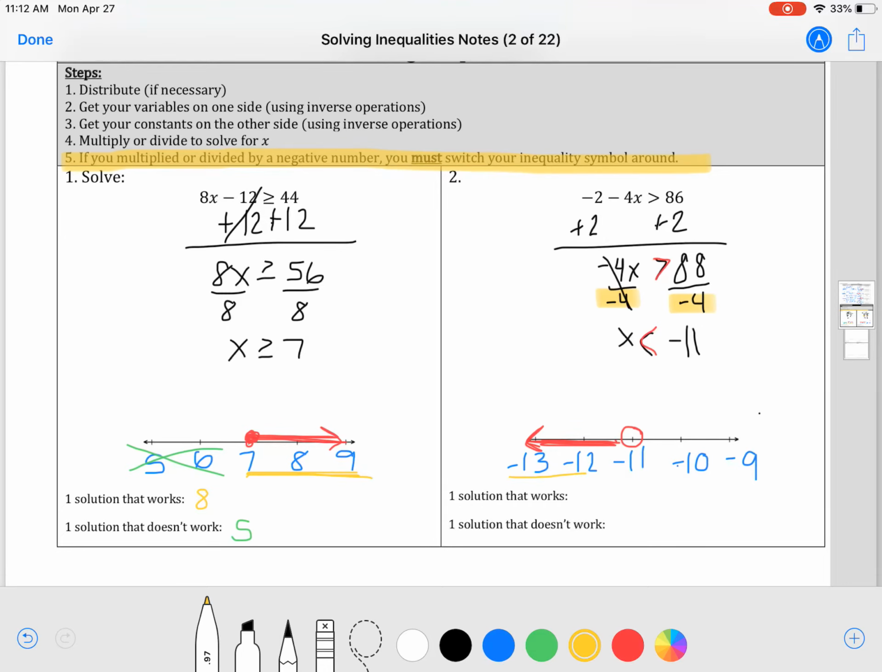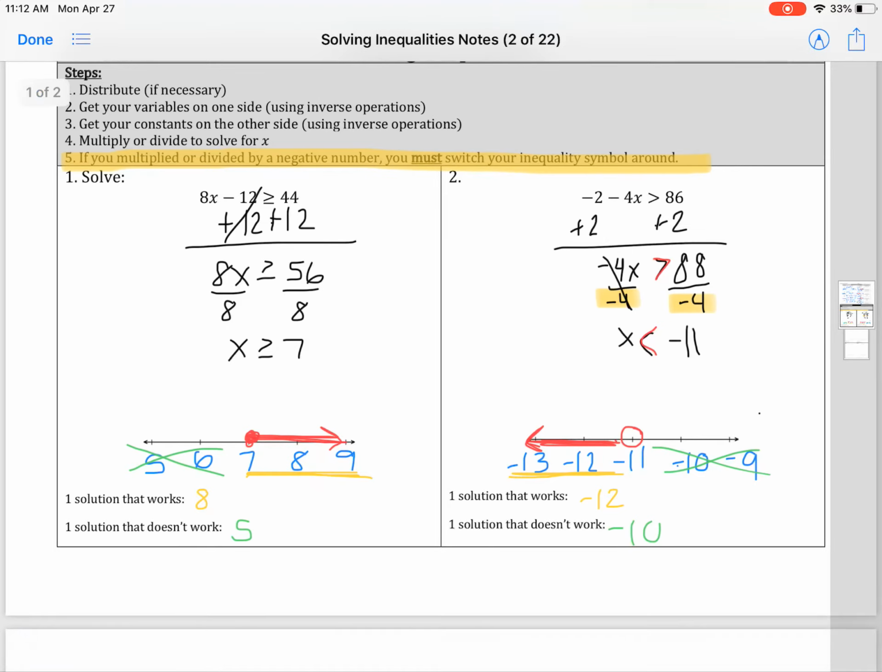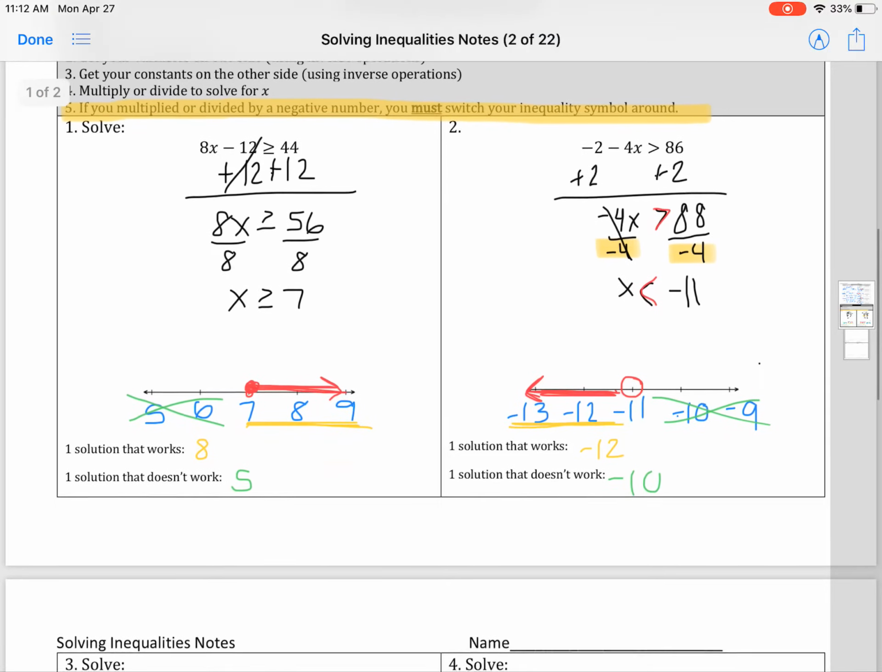Like I said before, if it's touching my arrow, that means it works. So negative 12 is a great solution. But something that doesn't work is something that's not touching that red. So like negative 10. Okay, so if it is dividing by a positive thing, you're going to be good. Dividing by a negative, you got to switch it. And I don't know how to exactly get that in your head, but you just got to switch it. Okay?